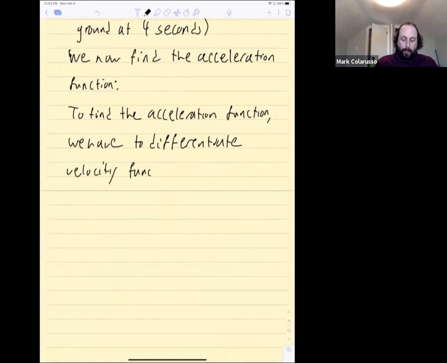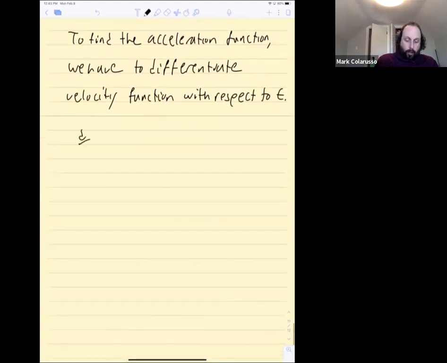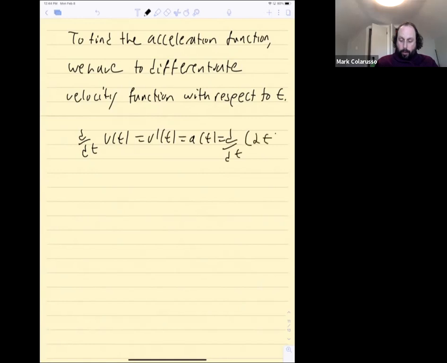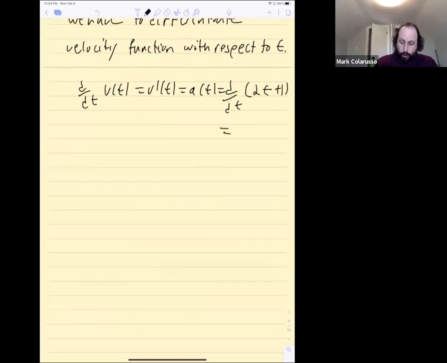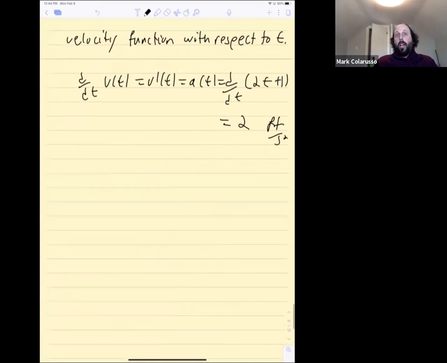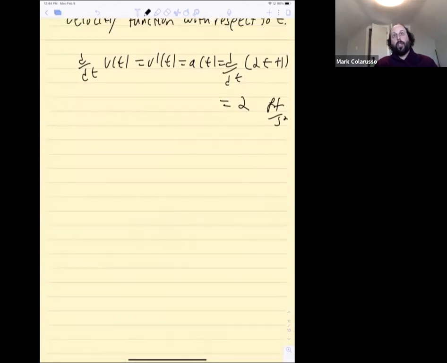Velocity function with respect to time. So you have, okay, the derivative of velocity is v prime of t, which will be a of t, which will be the derivative of 2t plus 1. But that's just, the derivative of 2t plus 1 is just 2. So that's actually 2 feet per second squared. And notice now, this is constant acceleration. So we don't have to worry about evaluating this at 4. I mean, it's the same everywhere.